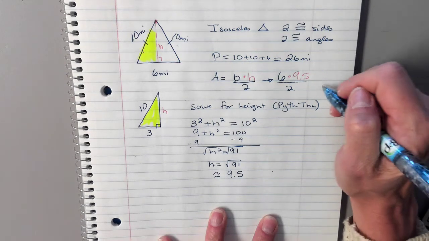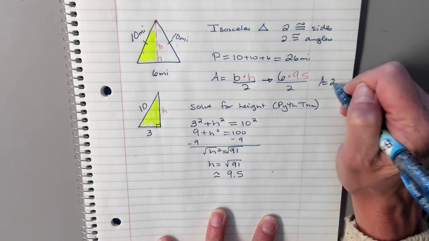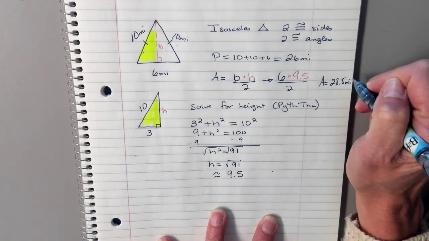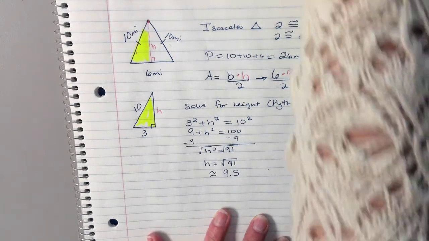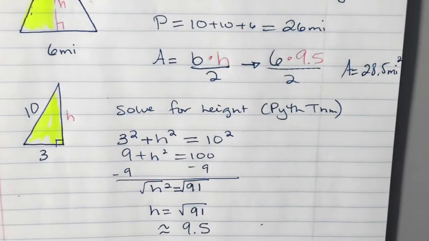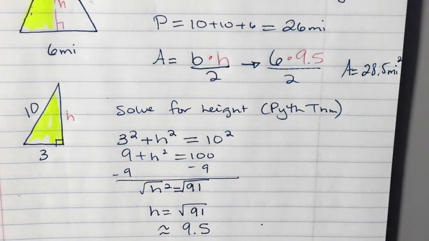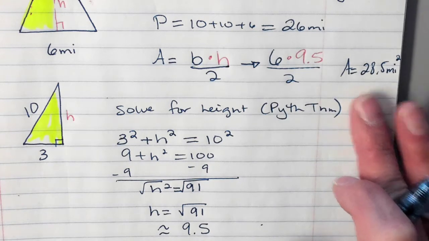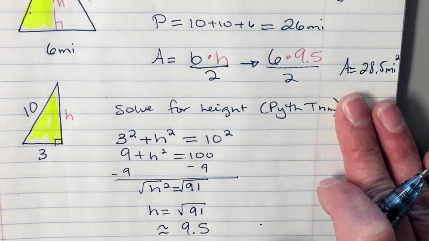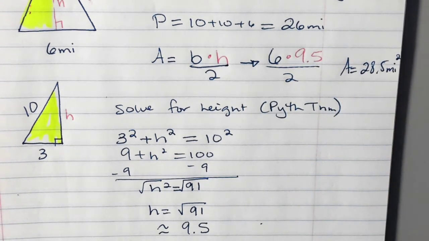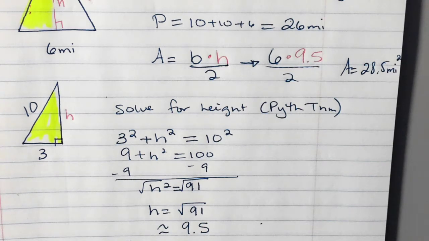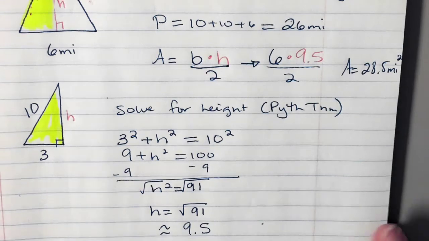Our area is 28.5 miles squared. A little bit tiny. 28.5 miles squared. So this one took a little extra work for an isosceles triangle. Questions on that? Let's do another one of those real quick, and then we're going to do one last type of triangle.